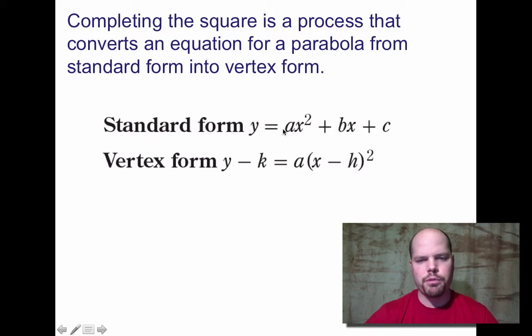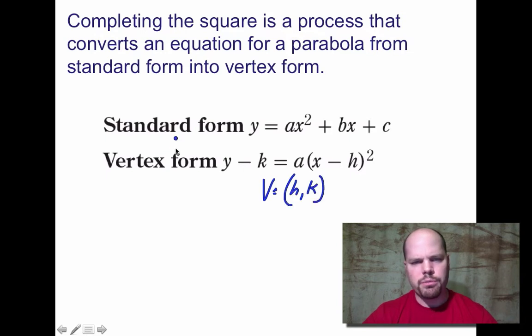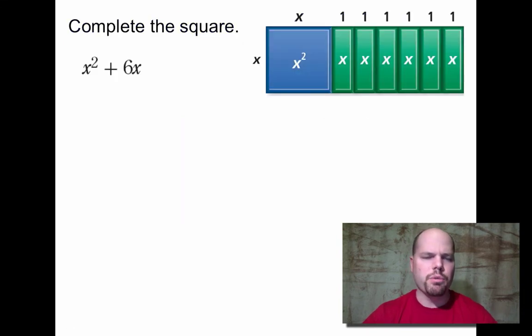So you remember standard form from chapter 9 of a quadratic. And vertex form, you just learned last lesson, is y minus k equals a times the quantity x minus h quantity squared, where once again remember the vertex is at h comma k. So today we're going to go from standard form to vertex form, and we'll learn a method called completing the square. Alright, complete the square on x squared plus 6x.